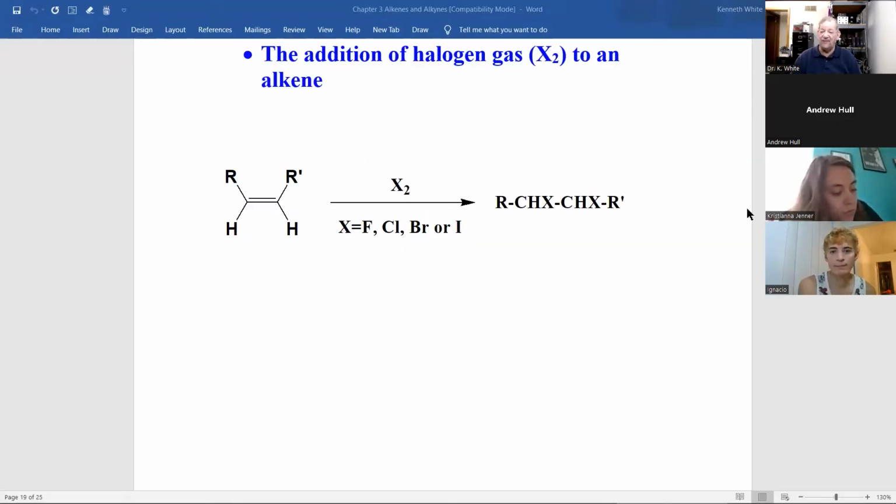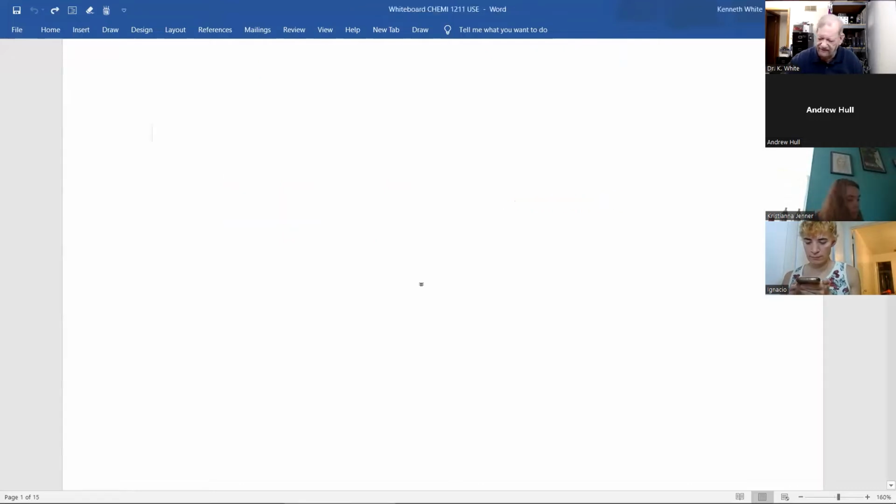Well, in that case, let's get back to double bonds. Last Wednesday, I showed you this general reaction where if you take any double bond and react it with a halogen, fluorine, chlorine, bromine, or iodine, you break the pi bond. I can go to my whiteboard, it shows it better.